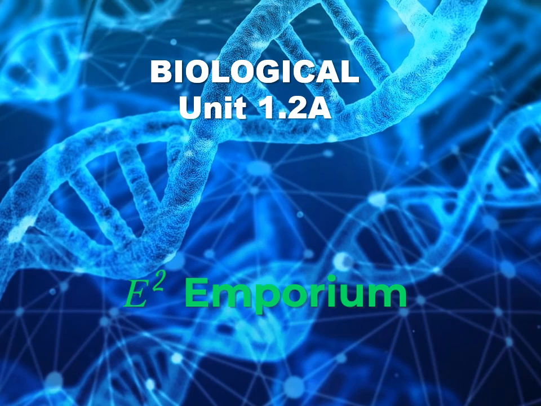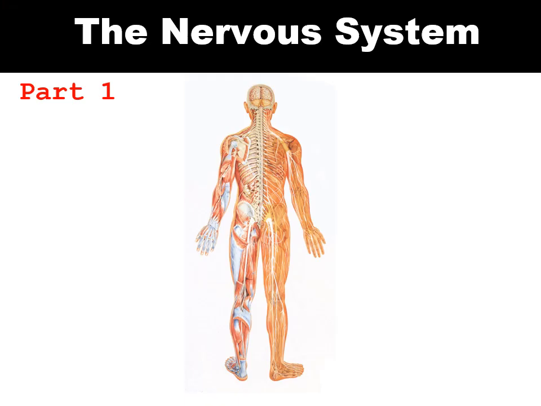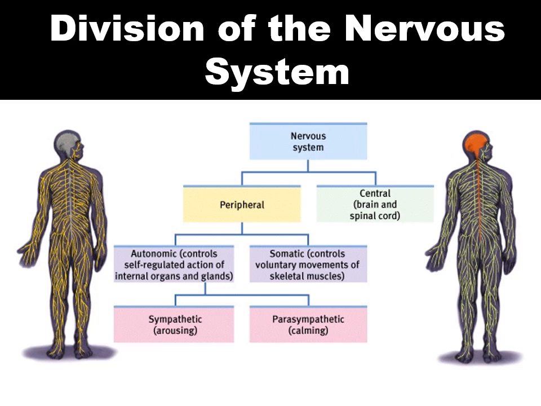Today, we will be looking at the nervous system. Part 1, the nervous system. Your nervous system is divided into the following parts, and we're going to go over them one at a time. You can stop and look at this chart, or you can wait till we go over each section.